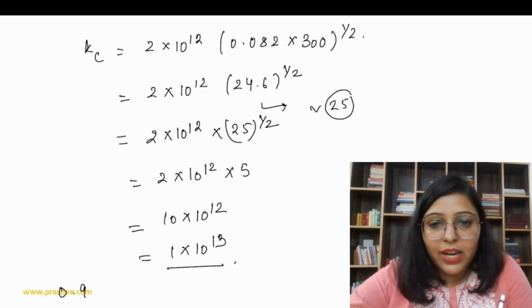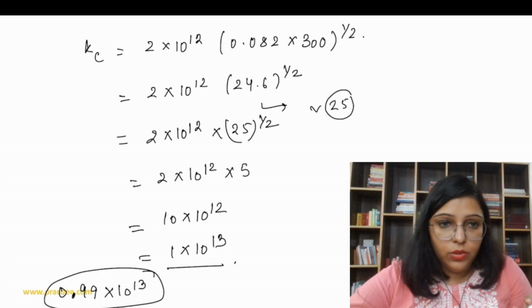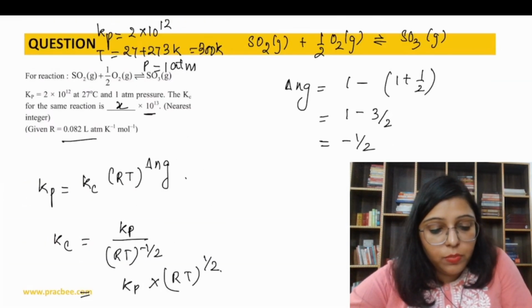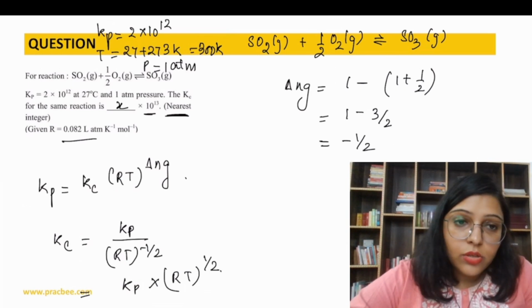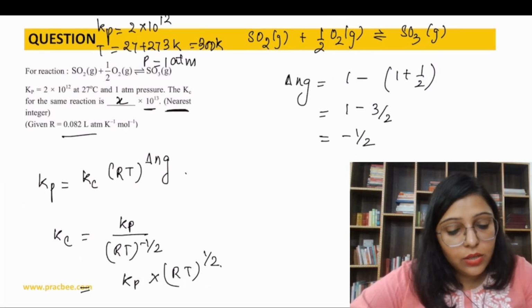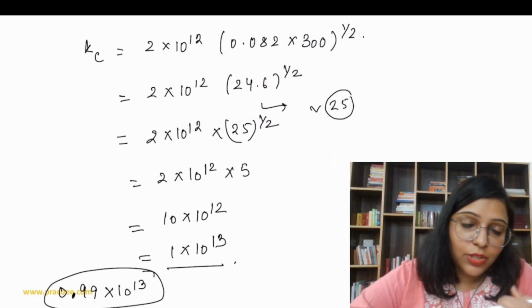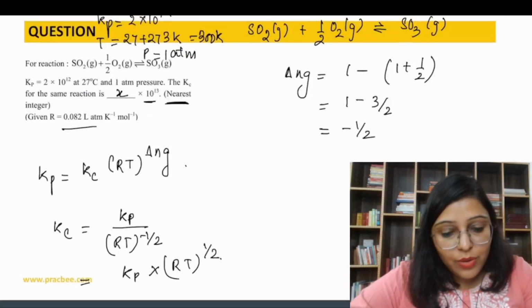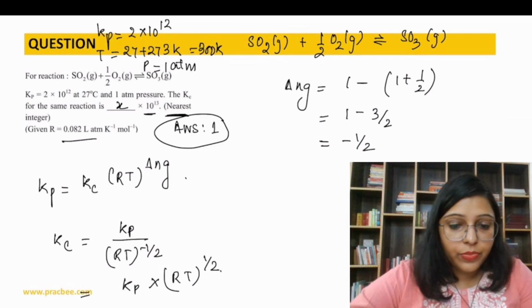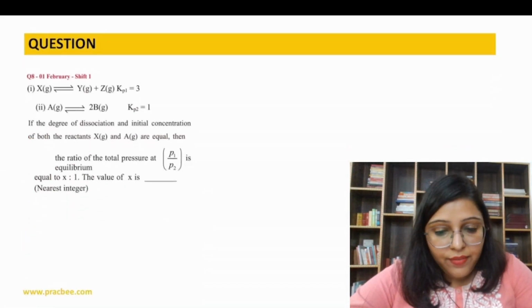Otherwise, you get answer 0.99, right? 0.99 into 10 to the power 13, which you can round it off to 1 only. We use this kind of approximation when we have to report the answer in nearest integer, so you can do this thing, right? But if you want to have the exact answer, then there is no need to take the approximation. You have to solve completely. Okay. So answer is 1. Now, next question. Okay. So we have X gas.